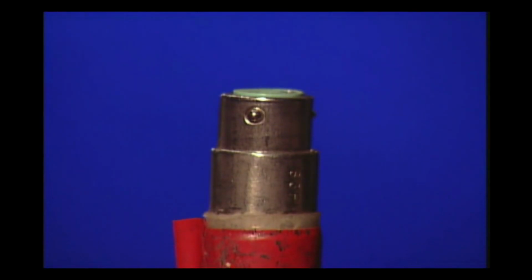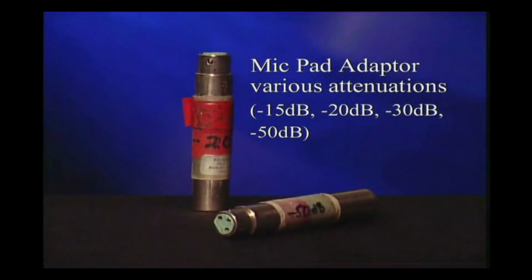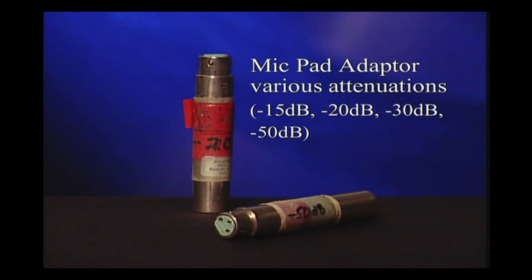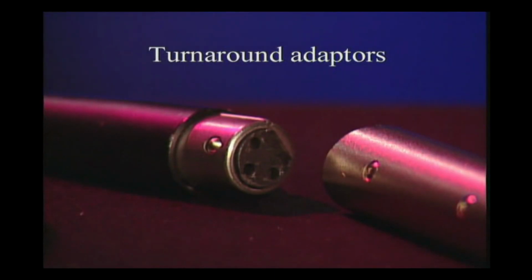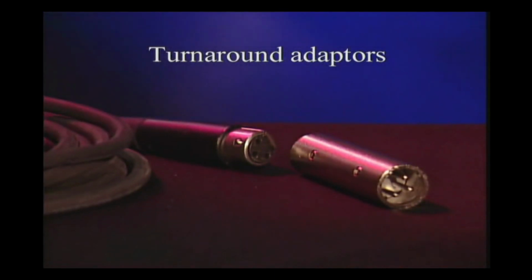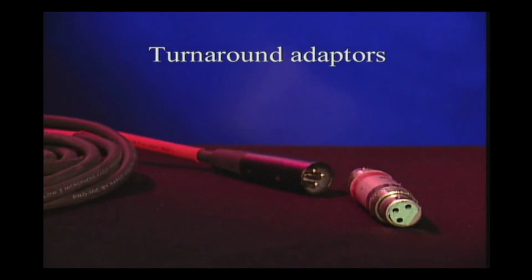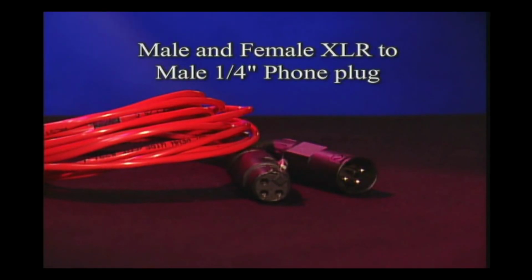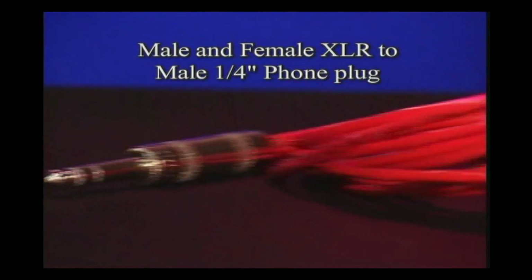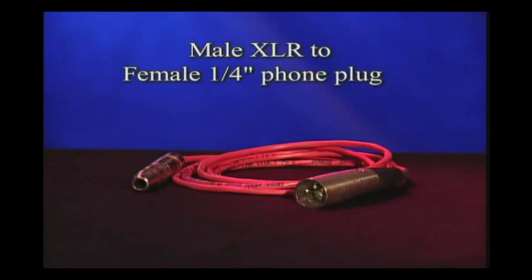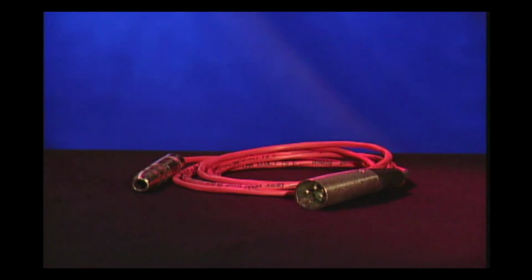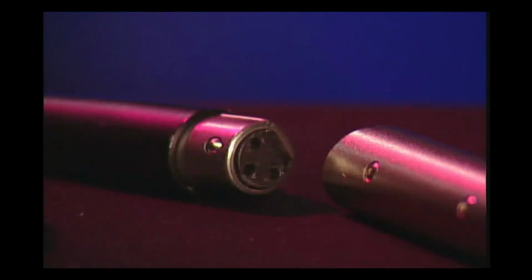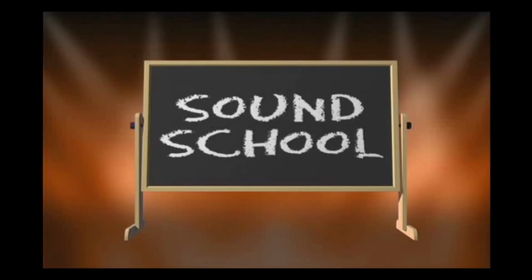If you don't have a pad switch on your mixer, this mic pad adapter could come in handy. They're manufactured in a variety of attenuations. These adapters are called turnaround adapters. They're pre-wired to provide a simple turnaround when snake channels are wired in the opposite direction than what you may need. This is a common problem with crossover outputs and other signals headed back to the stage. This is a male and female XLR to male 1/4-inch plug, and this is the opposite, an XLR to female 1/4-inch phone jack. These adapters should be in every sound engineer's toolkit. Okay, school's out.